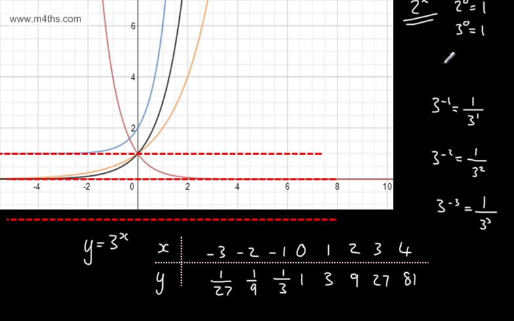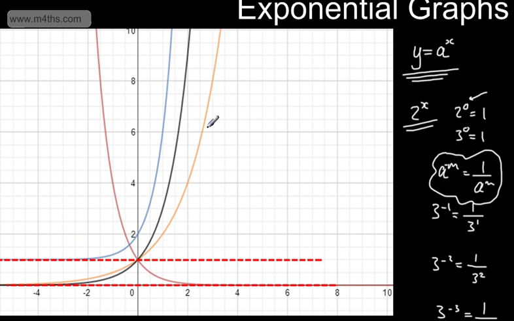Remember, this is just using the rule a to the power of minus m is equal to 1 over a to the power of positive m. So these are exponential graphs, and they're generally used to model growth and decay.